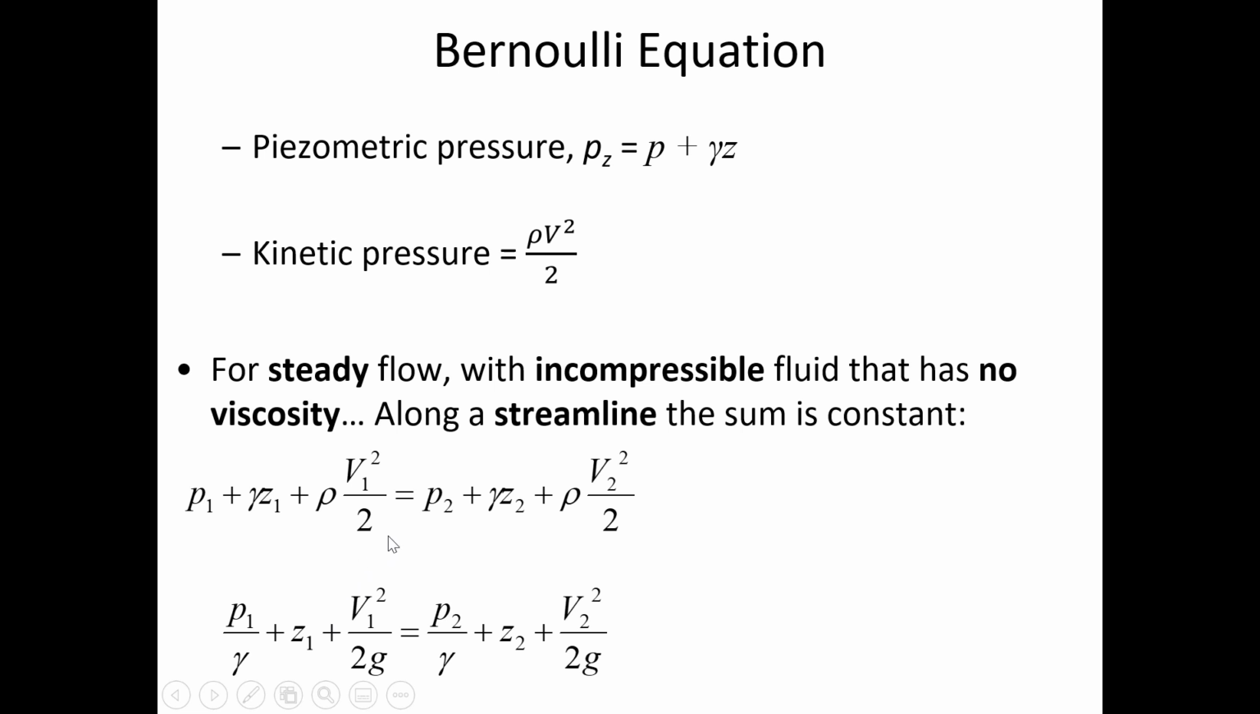And it may not be immediately obvious for this velocity head term, but if you have density and you divide by gamma, then remember gamma is density times g, right? Gamma is density times g. So if you take this term, which is density times velocity squared divided by 2, and you divide it by gamma, then all that's left over in the denominator is g.